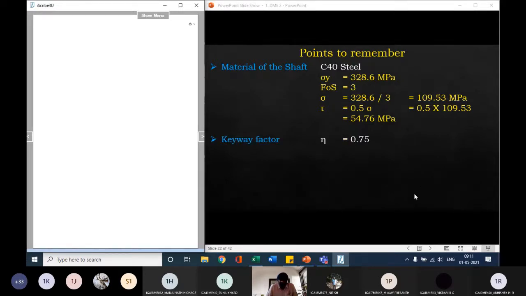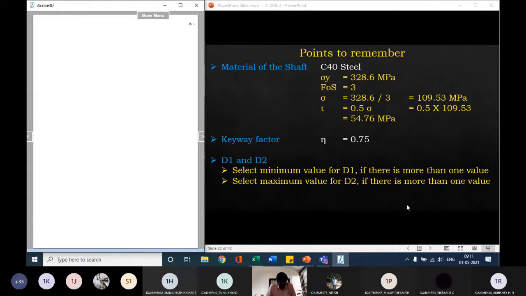The second thing is the QA factor will be taken as eta equal to 0.75. Now here, most important, how do I get the values of D1 and D2? D1 is nothing but internal diameter or inner diameter, and D2 is outer diameter. So on the screen, I have D1, internal diameter, as well as outer diameter. So here we call this D1.